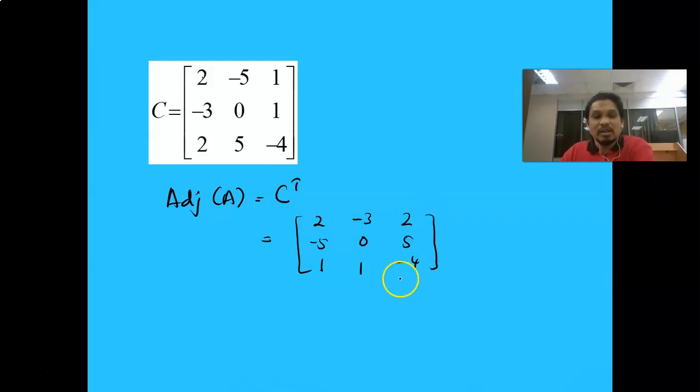So let's double check. What is the row number 1 here now? Row 1, 2, -3, 2. Just now is a column 1, 2, -3, 2. -5, 0, 5. Just now is a column 2, -5, 0, 5. So transpose is an interchange between column and row. Row turning into column and column turning into row.